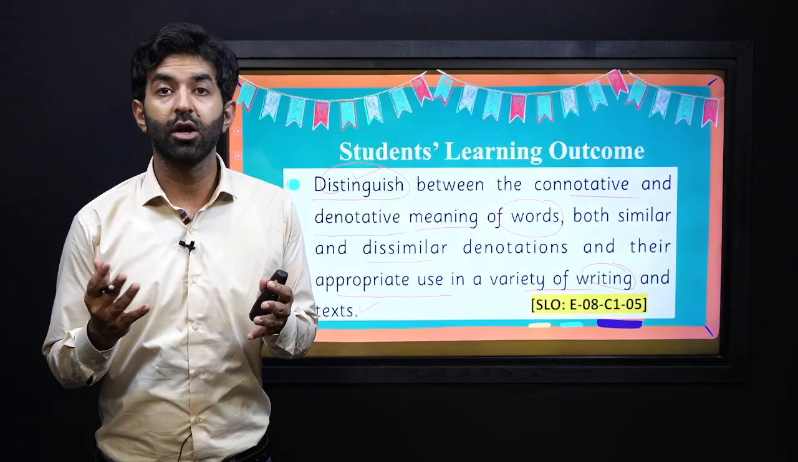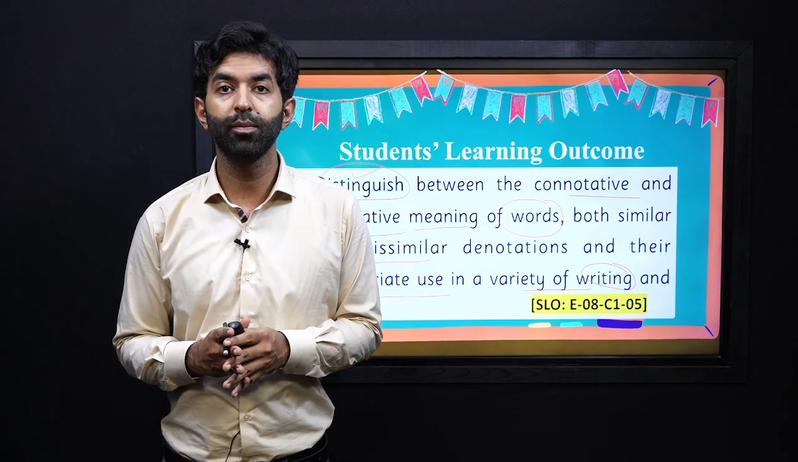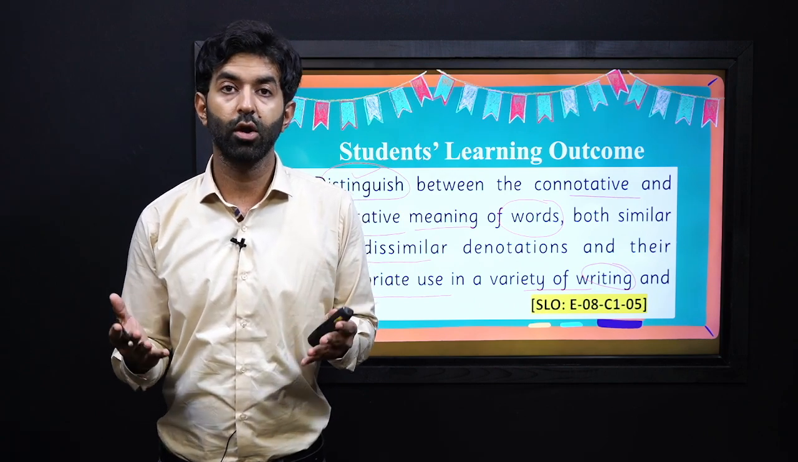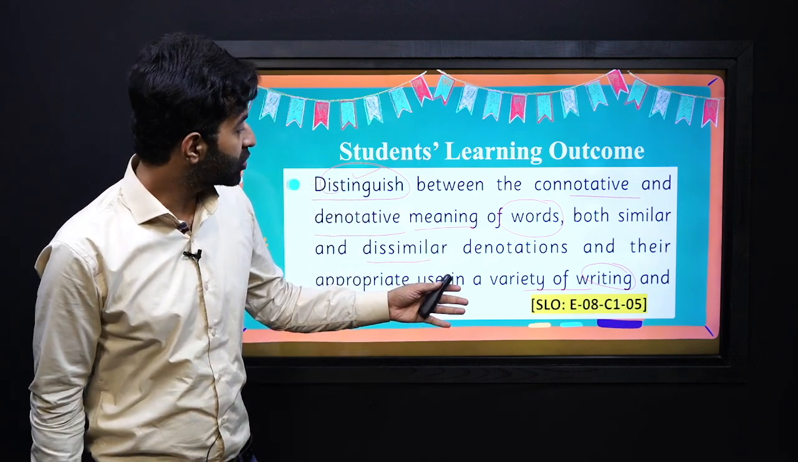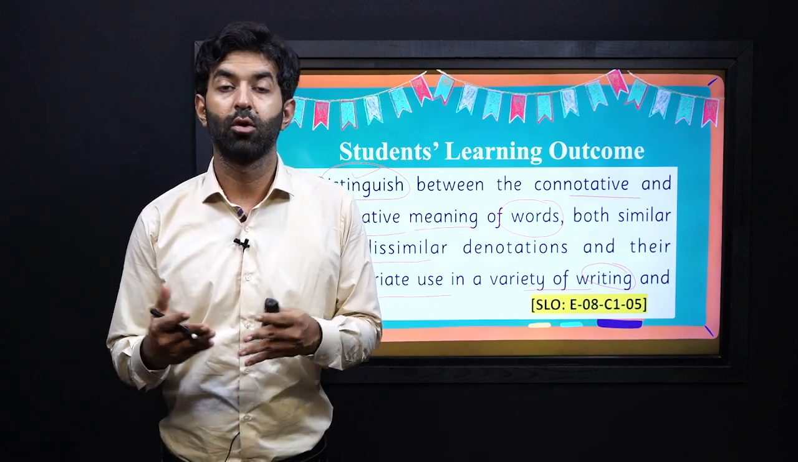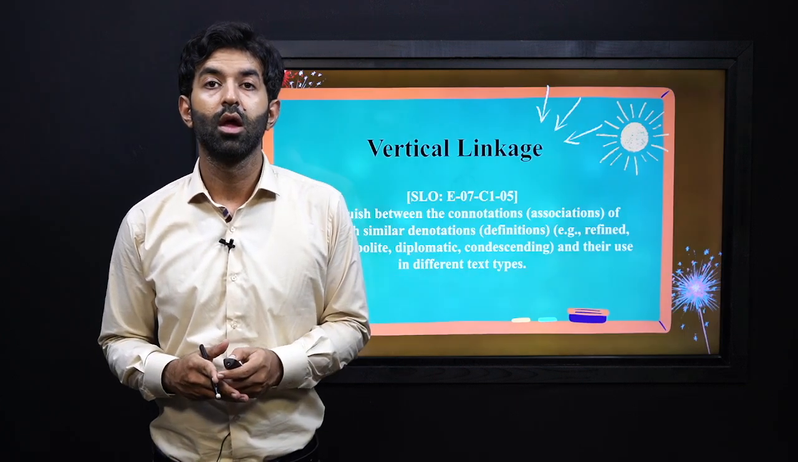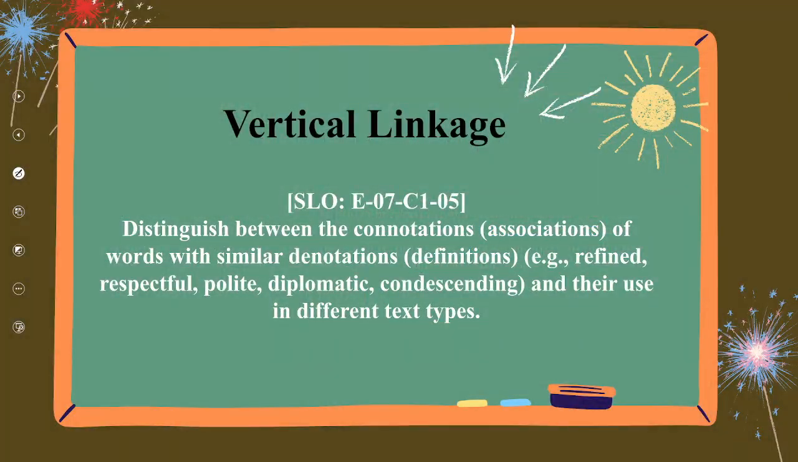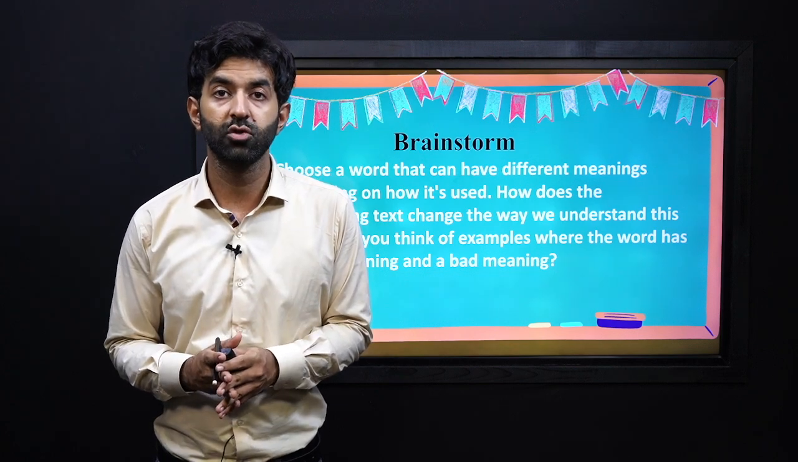So students, when we are talking about the meaning of words, we have two different kinds of meanings, denotative and connotative. We are going to see what they are, and we are also going to see what similar and dissimilar denotations are. Now, here is your vertical linkage, and moving on to our brainstorming session for today, students.